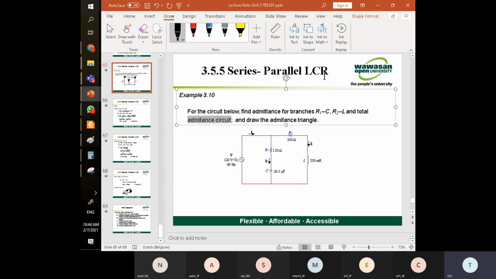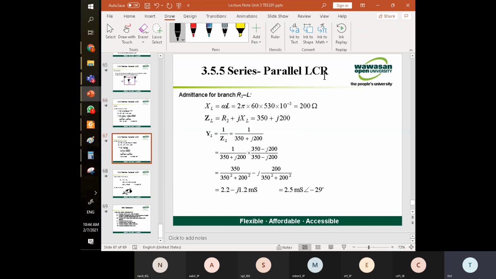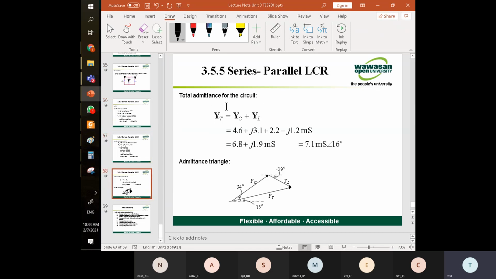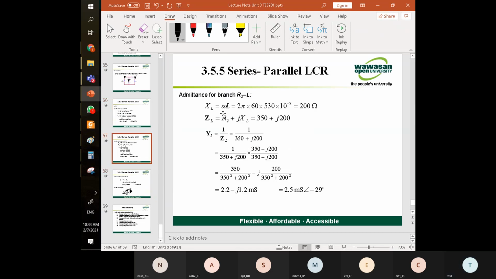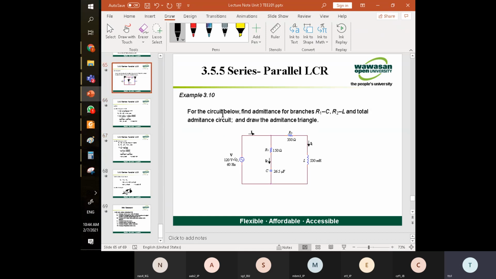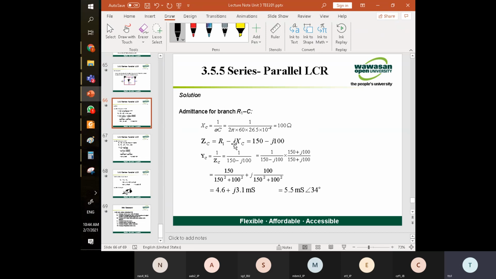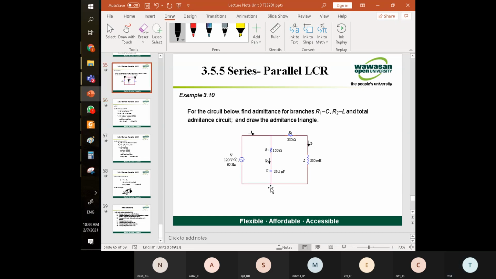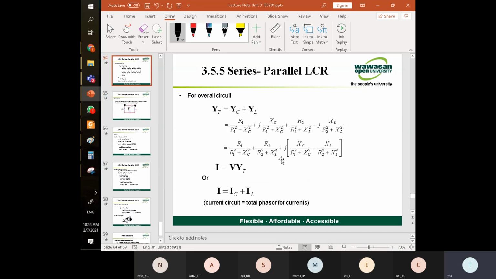Actually, the name is called Y. Total admittance. All this is just to remember. All this, you just need to take time to store in your brain, when you see them in series, when you see them in parallel.